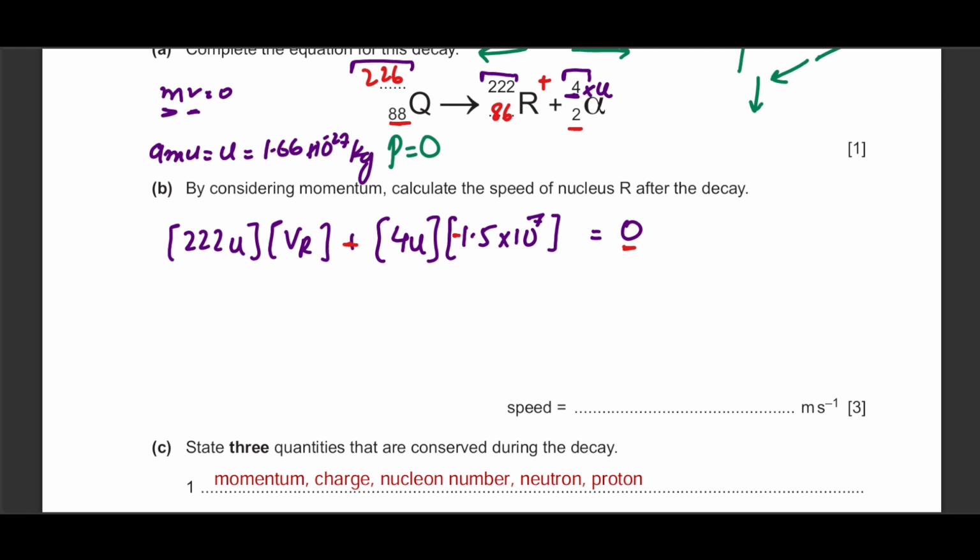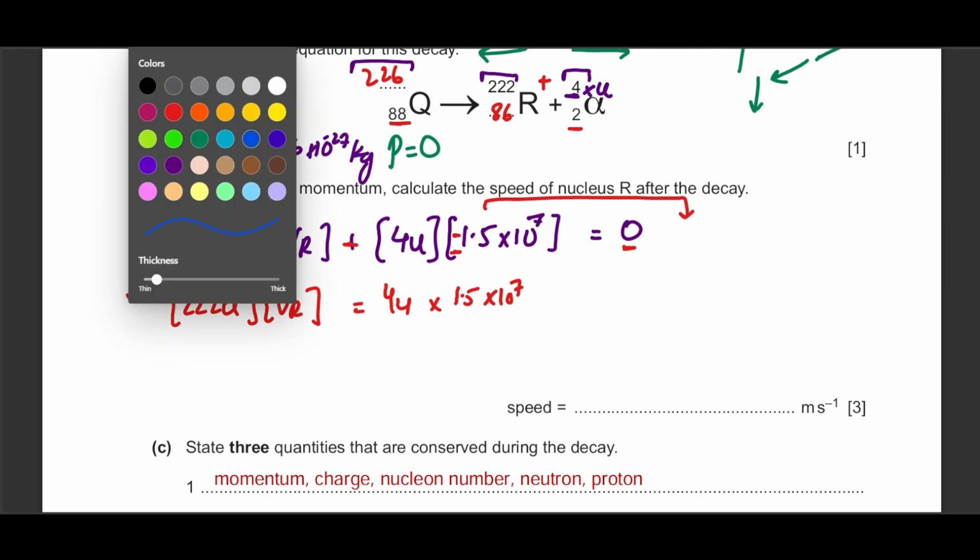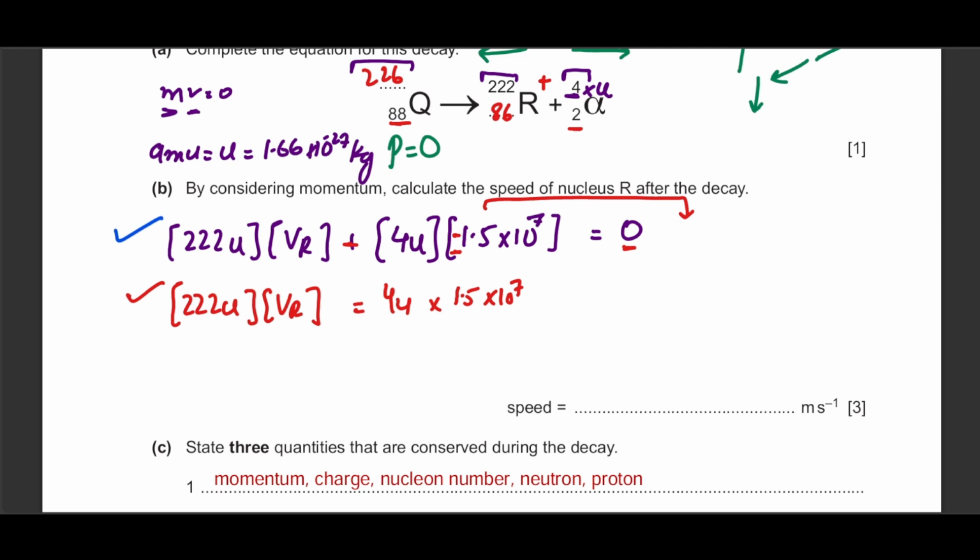And now another perspective of looking at this is when you rearrange this equation. You can skip this step and go directly to this idea that both momentums are equal to each other. They're opposite, but they're equal. So when you take this algebraically to the other side, the whole bracket becomes positive. So this becomes 4u multiplied by 1.5 × 10^7. This is where students generally start the question from, but they don't know where it comes from. It comes from this point, right? That the total momentum in the positive direction and the negative direction is supposed to be equal.